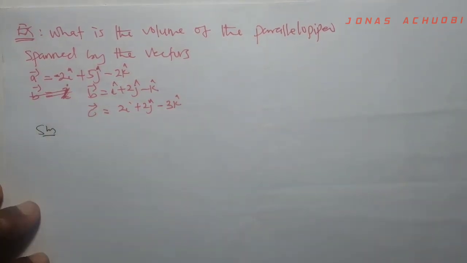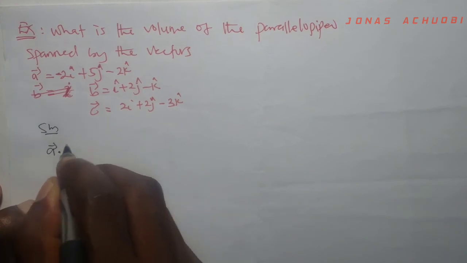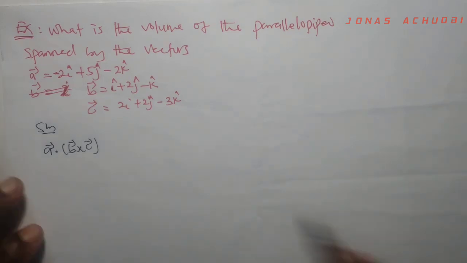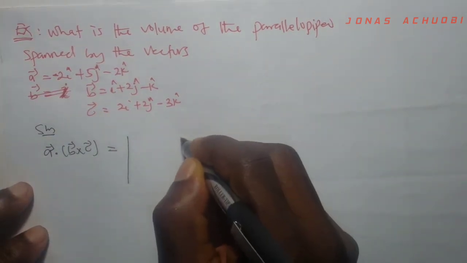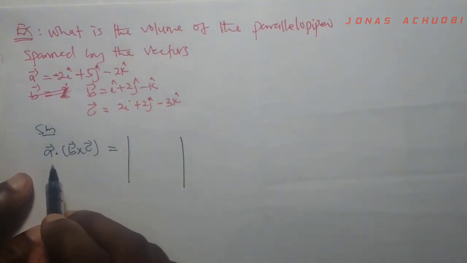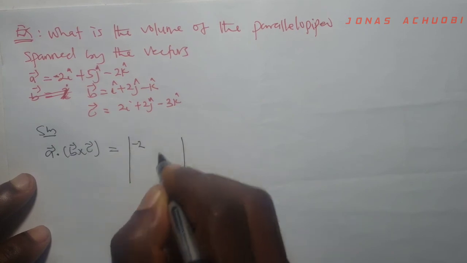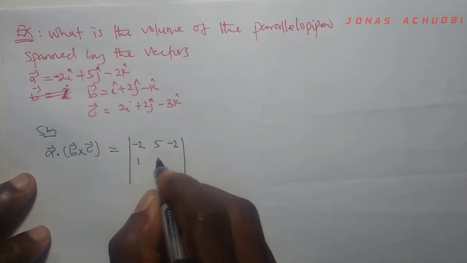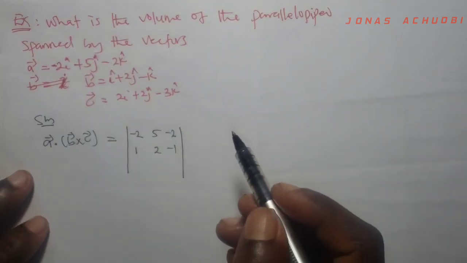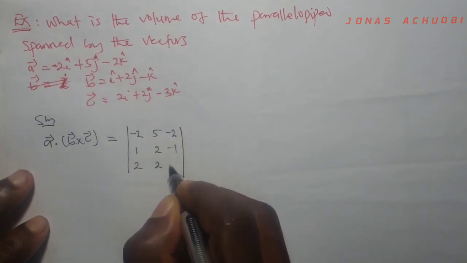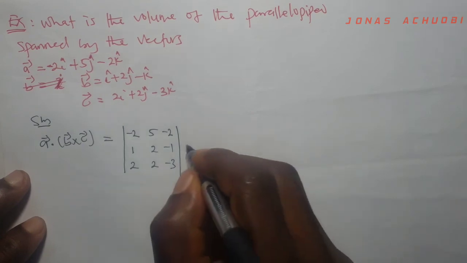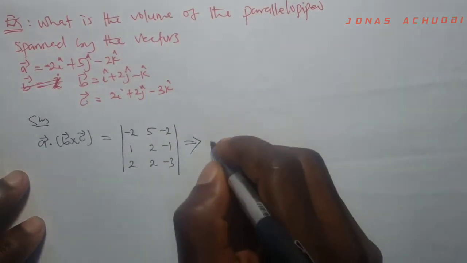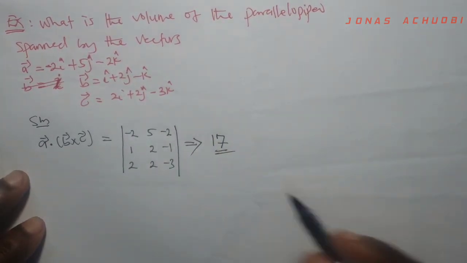Solution: you simply compute the scalar triple product of vectors A, B, and C and find the absolute value. This is the 3 by 3, or third order, determinant, where the first row is the component of vector A, as we've done before: -2, 5, -2. The second row is vector B's components: 1, 2, and -1. The third row is the components of vector C: 2, 2, and -3. I leave it to you to verify that when you compute this determinant, what you get is 17. This is already a positive number.